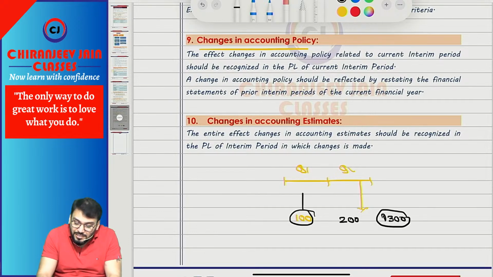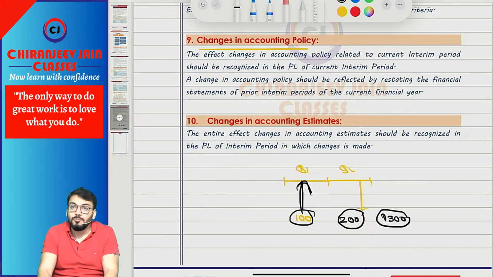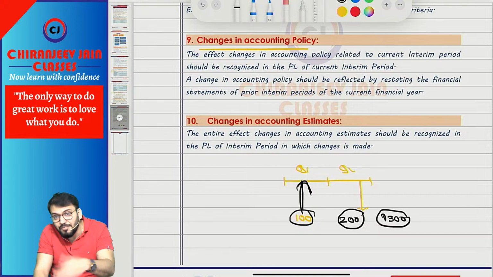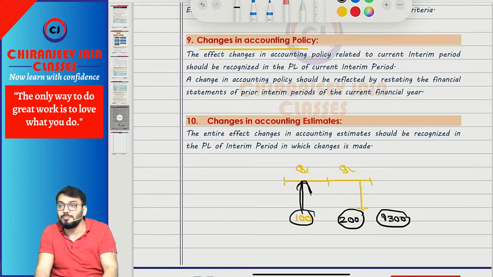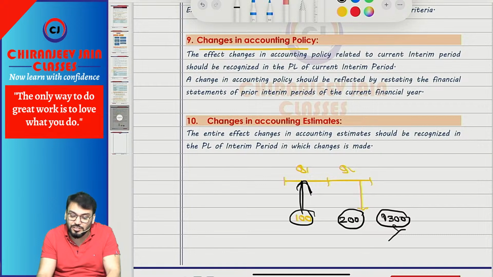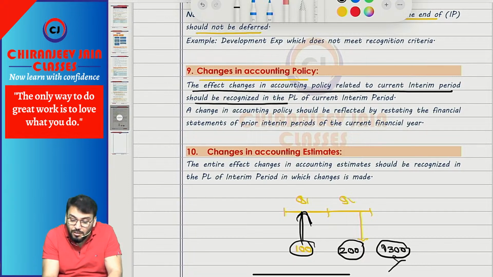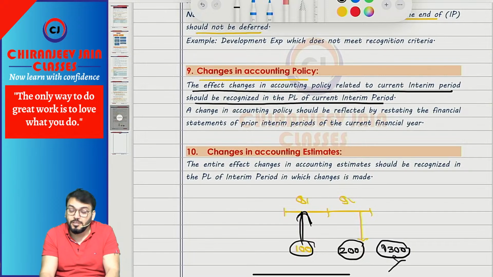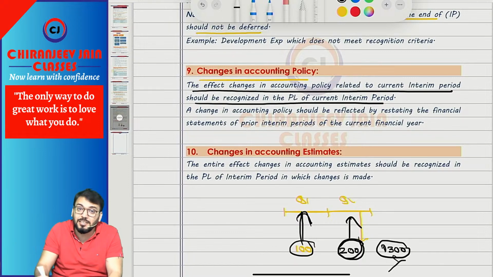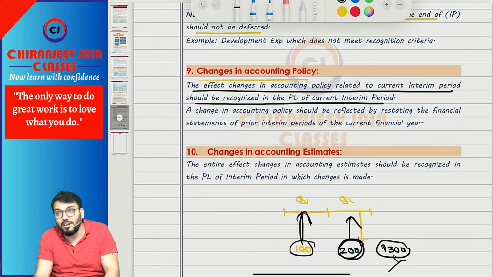So what does the 100 relate to? Quarter 1. It should be charged to the profit and loss of that quarter. Understood? So only 200 will be recognized in quarter 2. But if it is a change in accounting estimate, then we apply it on a prospective basis, and the entire effect is given in quarter 2 in which the change has been made. This is a very important point which can be asked in the exam. The effect of a change in accounting policy related to the current interim period should be recognized in the P&L of the current interim period. But if it is a change in accounting estimate, the entire 300 will be recognized in quarter 2.